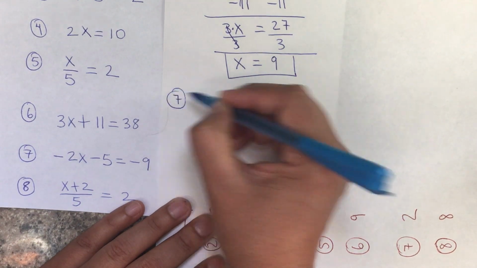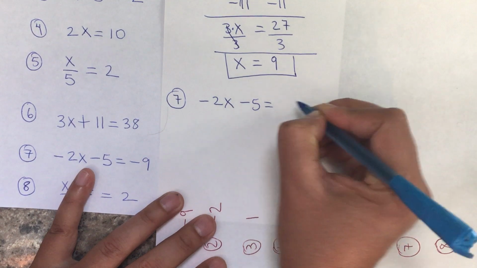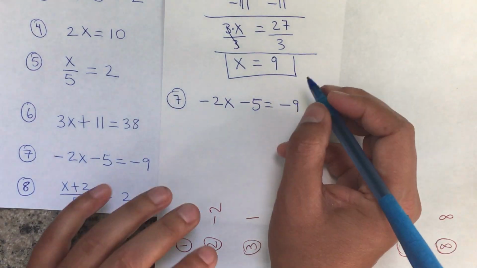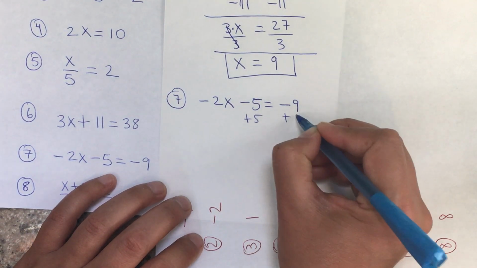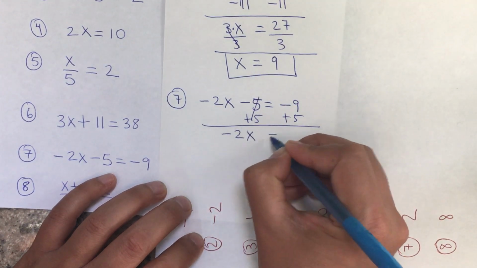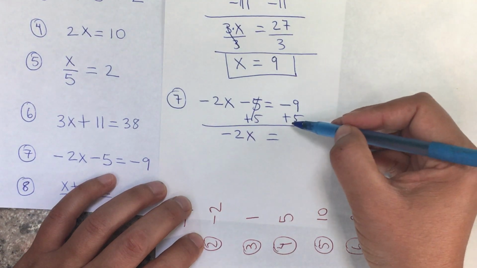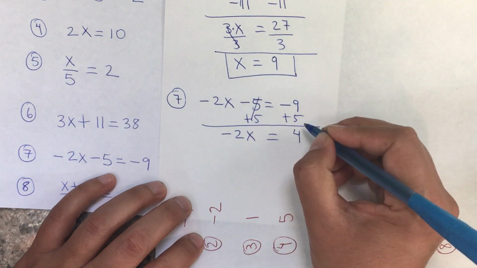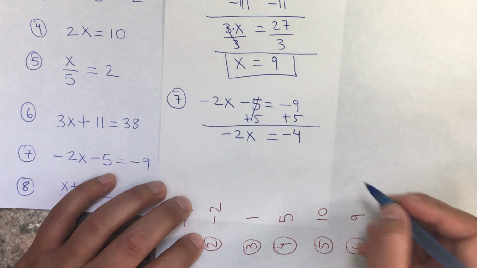Number 7, you have negative 2x minus 5 equals negative 9. So in here you have to be very careful with signs. If we're subtracting 5, the opposite is to add 5 to both sides. You get negative 2x equals, we have different signs, so it's negative 9 and positive 5. We subtract, 9 minus 5 is 4, and leave the sign of the greater one. So the greater one is negative.